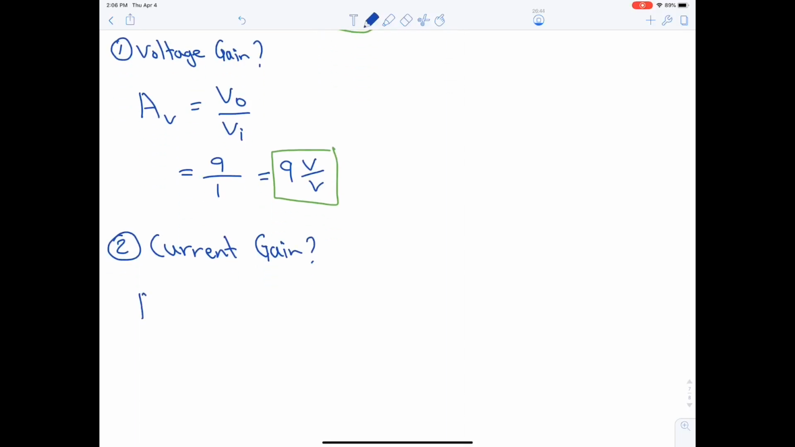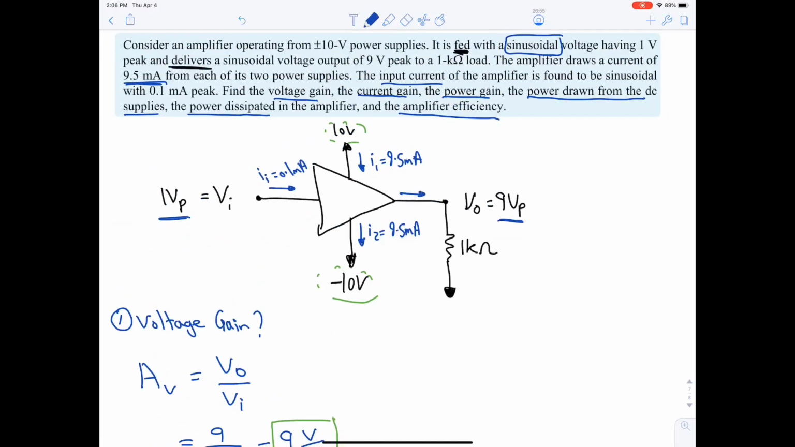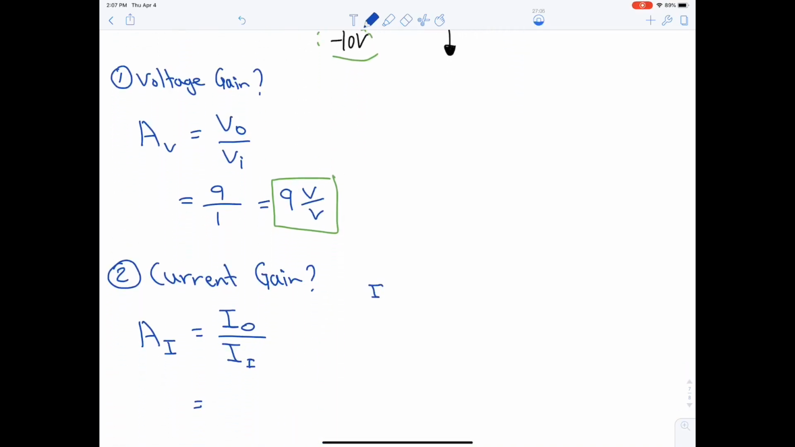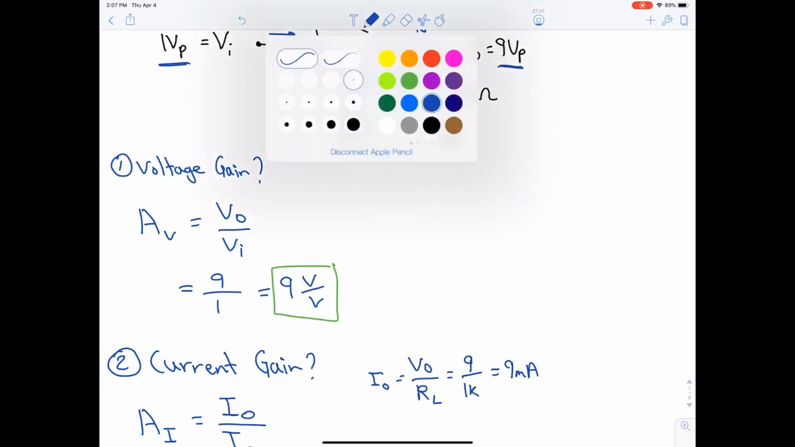Which is AI. Now, AI is equivalent to IO divided by II. What is I output? I output is here. As you can notice, we do not have the value of I output, but we can find it through Ohm's law, V output divided by the resistance. So I output is equivalent to VO divided by RL. What is V output? V output is 9. And what is the resistance? It's 1 kilo. The answer is 9 milliamps.